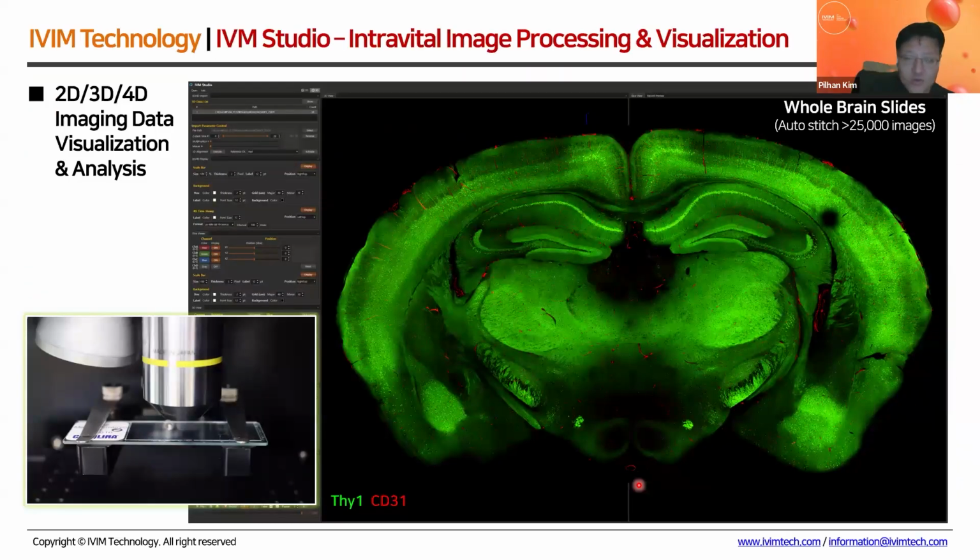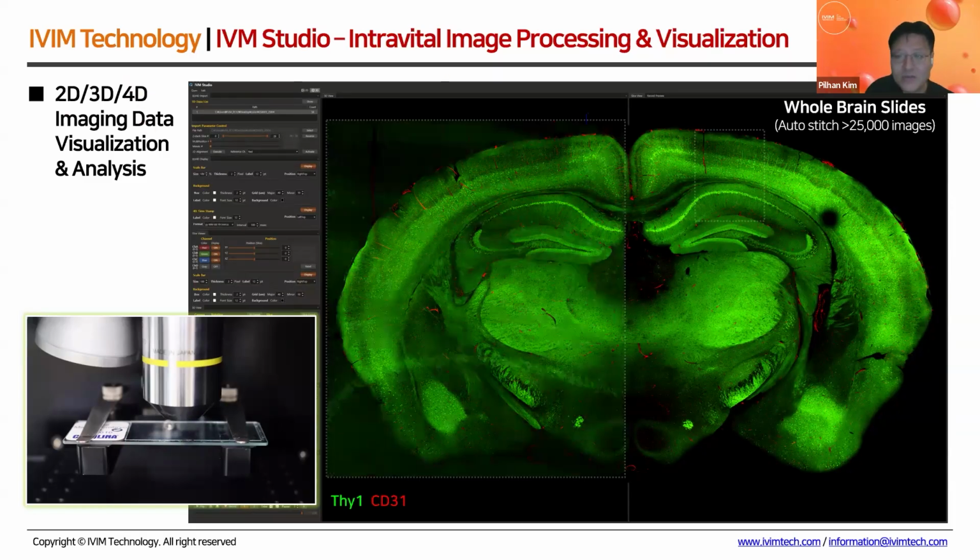Okay, what about the software? Although our microscope is optimized for live animal imaging, we can also easily handle standard slide samples using an adapter like this one. And our imaging analysis software, which we call IVIM Studio, is capable of handling all this large 2D imaging data, 3D data, and 4D imaging data. Okay, so let me just go in.